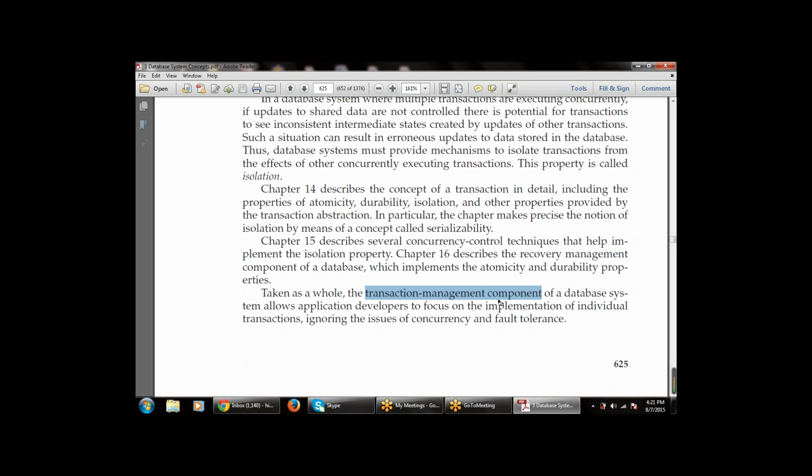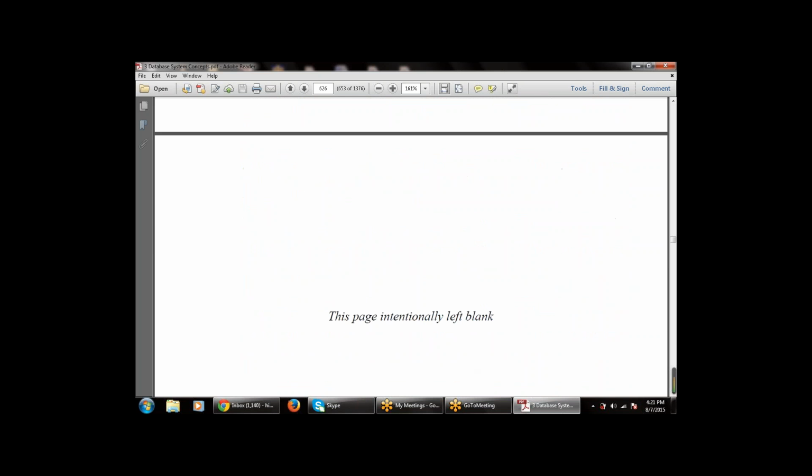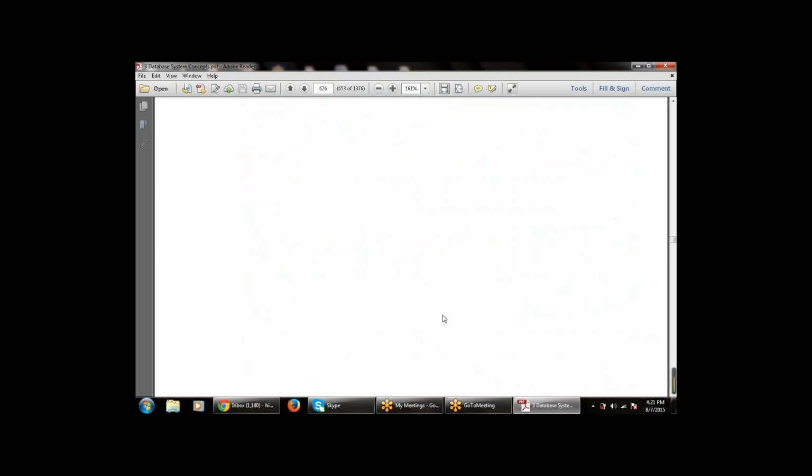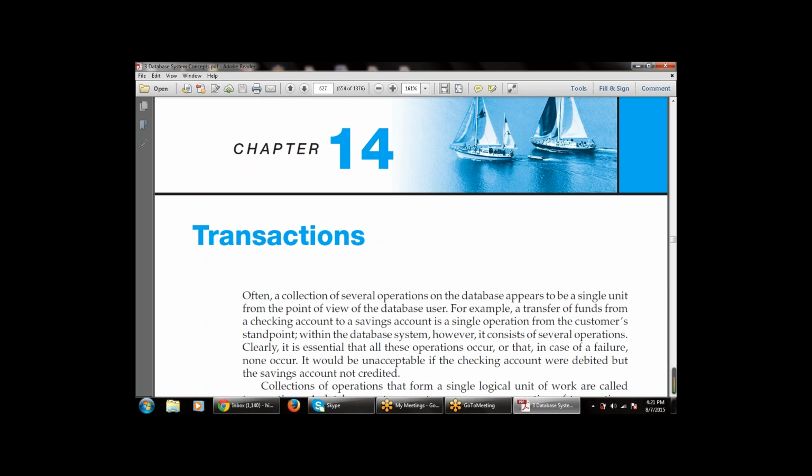Taken as a whole, the transaction management component of a database system allows the application developer to focus on the transaction, ignoring the issues of concurrency and fault tolerance. So let's start with chapter 14, transactions. First of all, what is a transaction? It is a collection of various operations on a database that appears as a single unit.